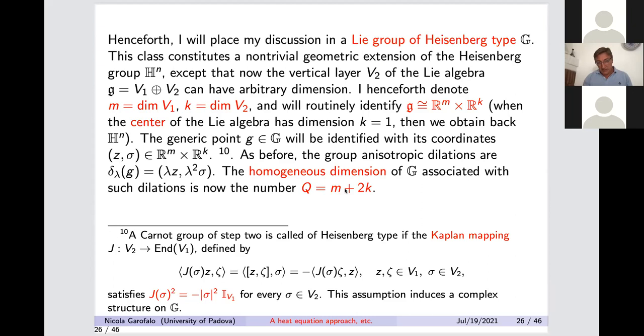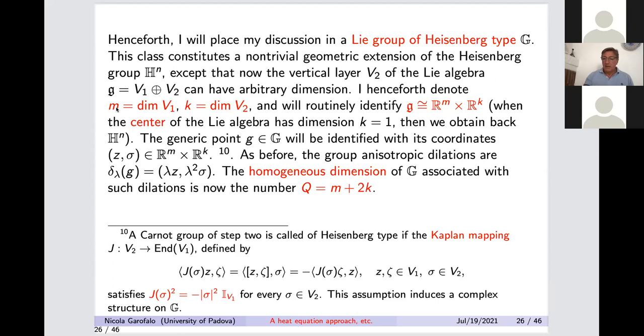So there is an important fact. What characterizes a group of step two as a group of Heisenberg type? It's the so-called Kaplan mapping from the vertical layer to endomorphisms of the horizontal layer. This mapping is defined here. And when this mapping satisfies this property here, then you say that the group is of Heisenberg type, okay? Notice that this assumption induces a complex structure on the group. And in fact, the dimension of the horizontal layer will always be even as in the Heisenberg group.